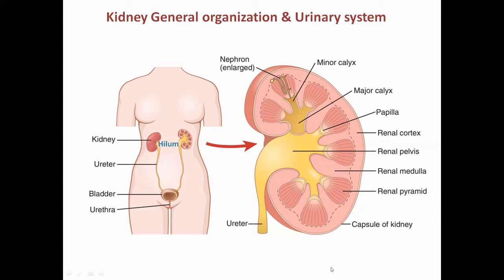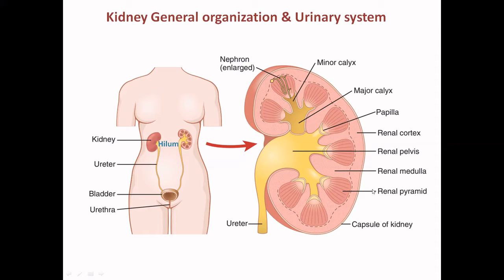And this is the kidney. It has two portions. One is the cortex, that is the outer part, and outside the cortex is the capsule of the kidney that protects the kidney. And in the medulla, you can see there are pyramid-like structures. This is called the renal pyramid. Its number is around 8 to 10 per kidney.